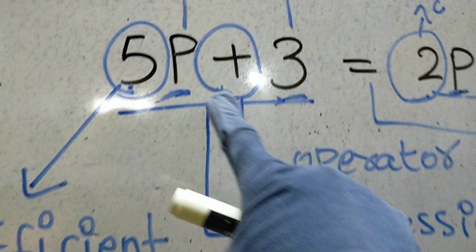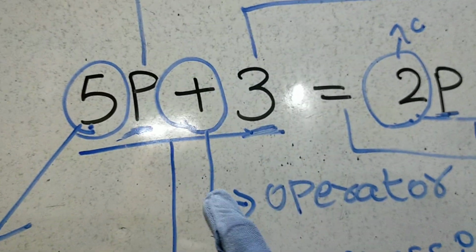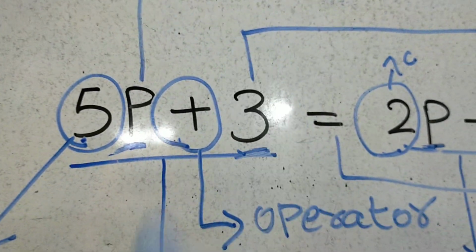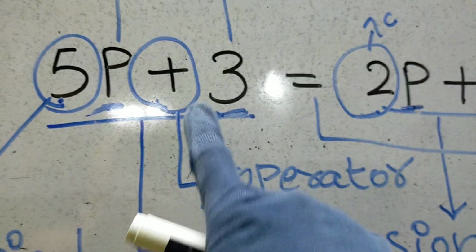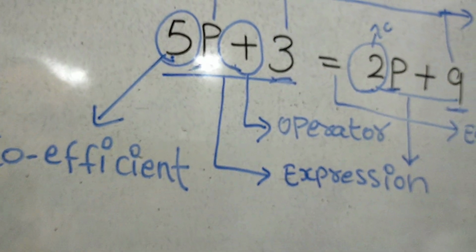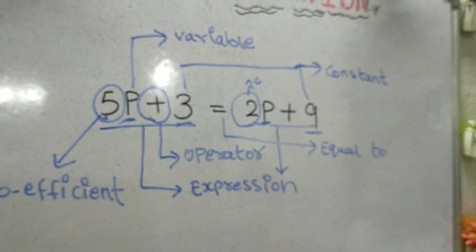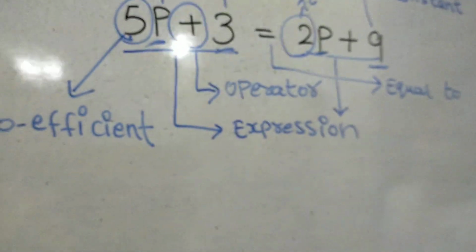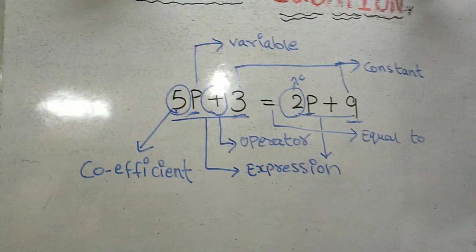Okay? Then the signs. Plus, minus, into, or division symbol, whatever. That is called what? Operator. It will show what operation you have to do, whether addition, subtraction, multiplication, or division. Okay, fine. Then next, this is the equal to sign. So this is called an equation. What is this? Equation. Did you understand, kid?